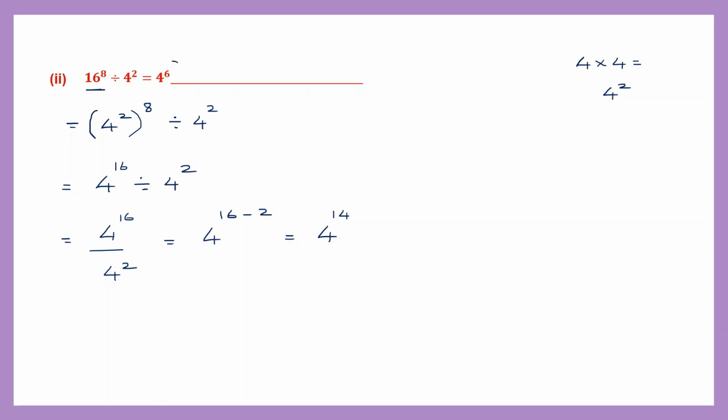But what is the right hand side given as? It says that this is equal to 4 to the power of 6. As you can see, here we have 4 raised to the power of 14, but here we have 4 raised to the power of 6. That means these two are not equal and this statement is false.